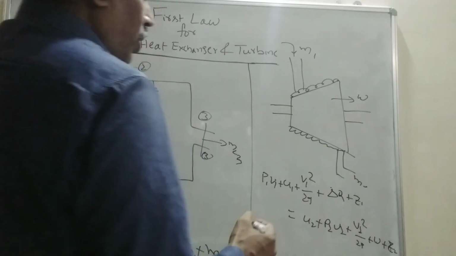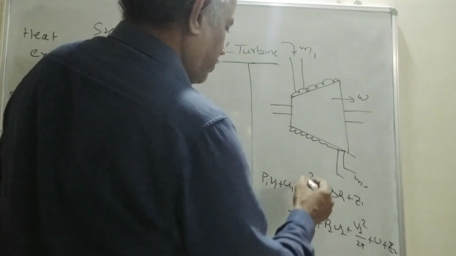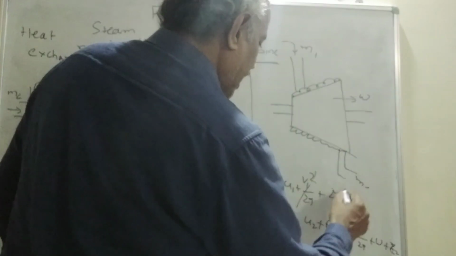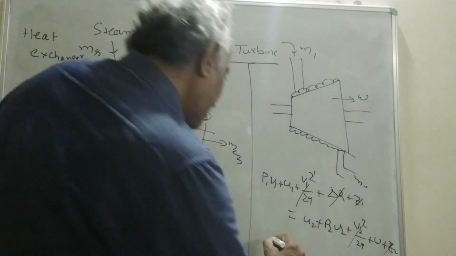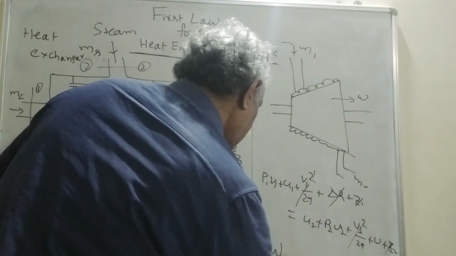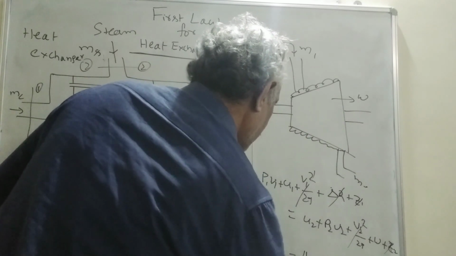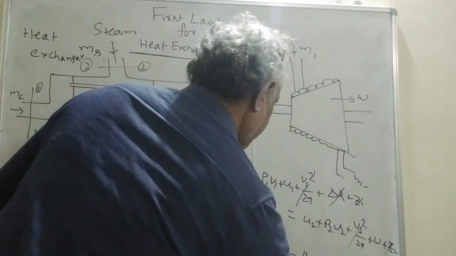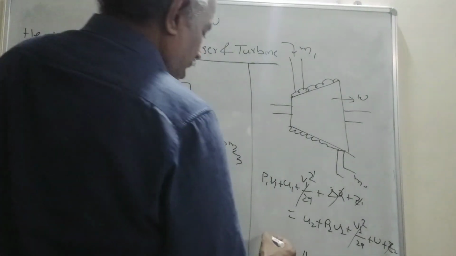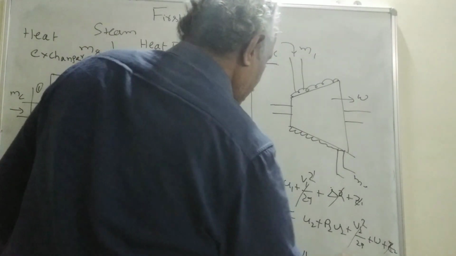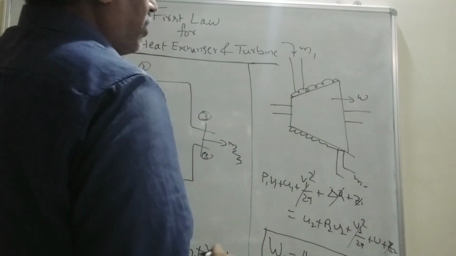Now we can neglect the velocity head because the flow is slow, and the heat transfer is not there. The height can be neglected. So the work done is equal to H2 minus H1 into M, the mass flow. This is the equation for the turbine when you are applying the first law of thermodynamics.